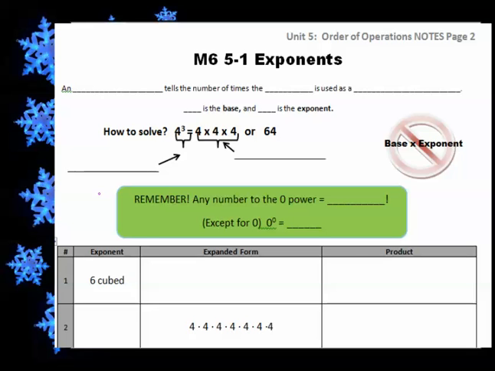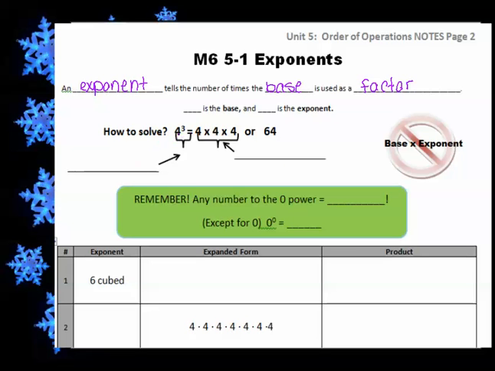Hi class, today we're talking about exponents and I'm on notes 5-1 and I'm on page 2 in your binder. So, an exponent tells you the number of times the base is used as a factor. So, a factor, all it's saying is just the number of times a number is multiplied together.